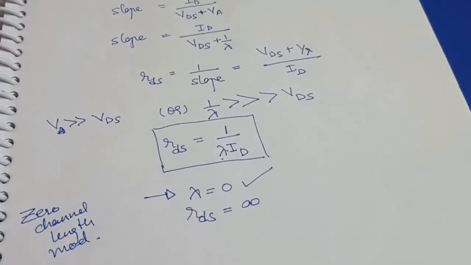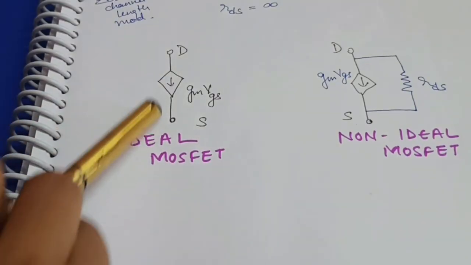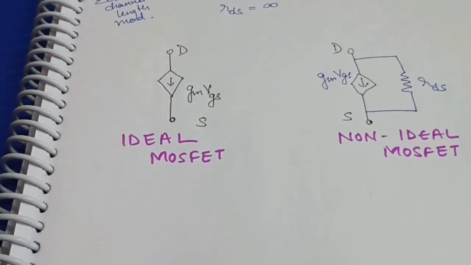Now guys, if channel length modulation does not exist, then we can say that the MOSFET is ideal, right? So ideal MOSFET is basically the ideal current source. So this is the drain terminal, this is the source terminal. Ideal MOSFET is an ideal current source, right? But a non-ideal MOSFET becomes a non-ideal current source due to the channel length modulation effect, because of which the additional dynamic drain resistance is connected, and that's why it becomes a non-ideal current source.